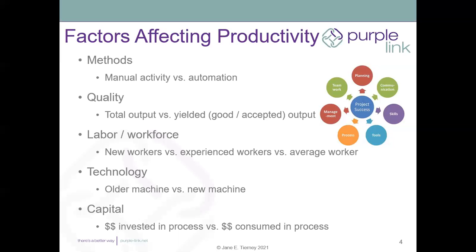So then you look at methods, and you should get a higher productivity with automation than with a manual method. So that's one factor to examine. Another factor is quality.